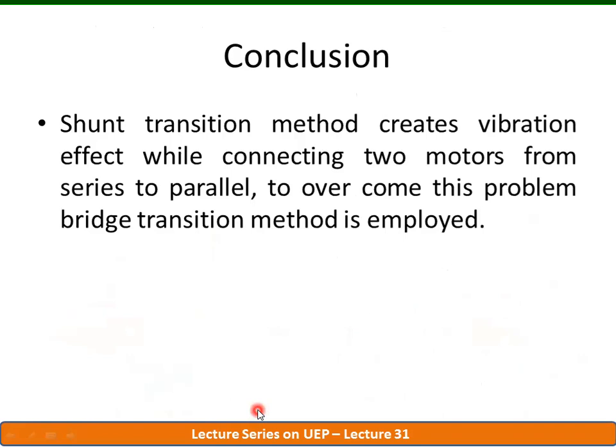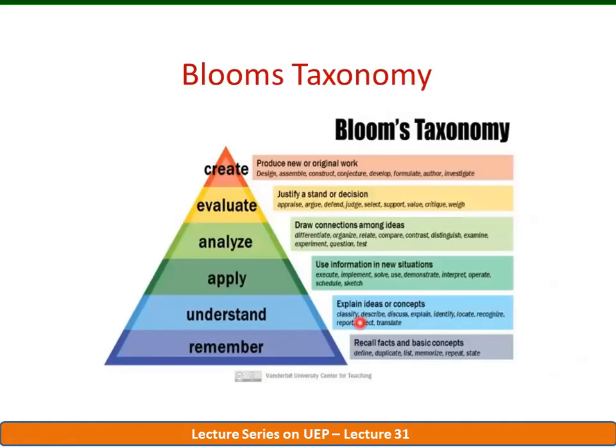From this lecture we can conclude that shunt transition and bridge transition methods are used in series parallel control. The main demerit in the shunt transition method is that one of the motors is bypassed when it is switched from series to parallel operation. It reduces the speed of the train and creates a jerking effect. In order to overcome this effect, the bridge transition method is employed. The series and shunt transition method explanation comes under understanding level, and the numerical example comes under apply level.